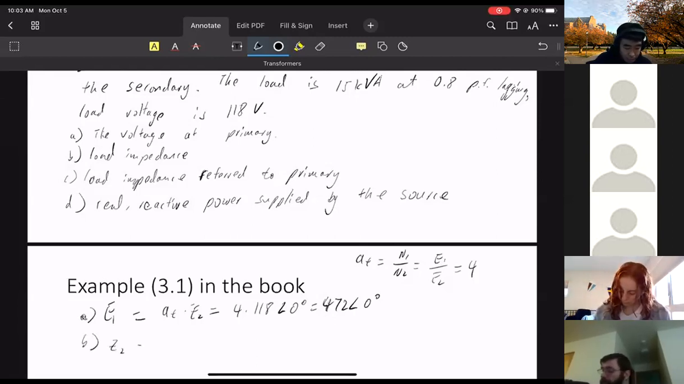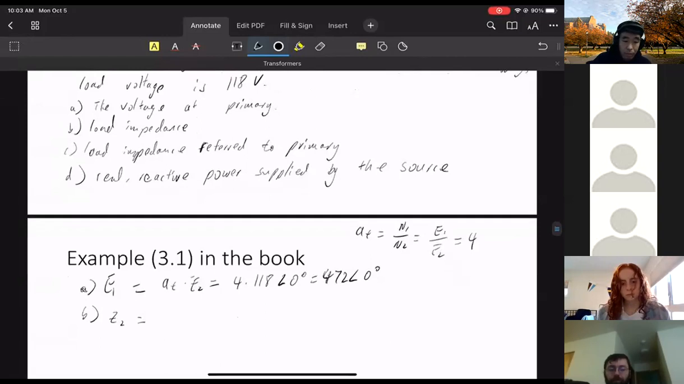What is the load impedance then? This question gives us the power the load is consuming. It says 15 kVA at 0.8 power factor lagging, and we know the voltage. So how do I find the load? Do you remember how to do this? We're given S2, and we're given the voltage E2, and we want to find the load. What's one way of finding the load here?